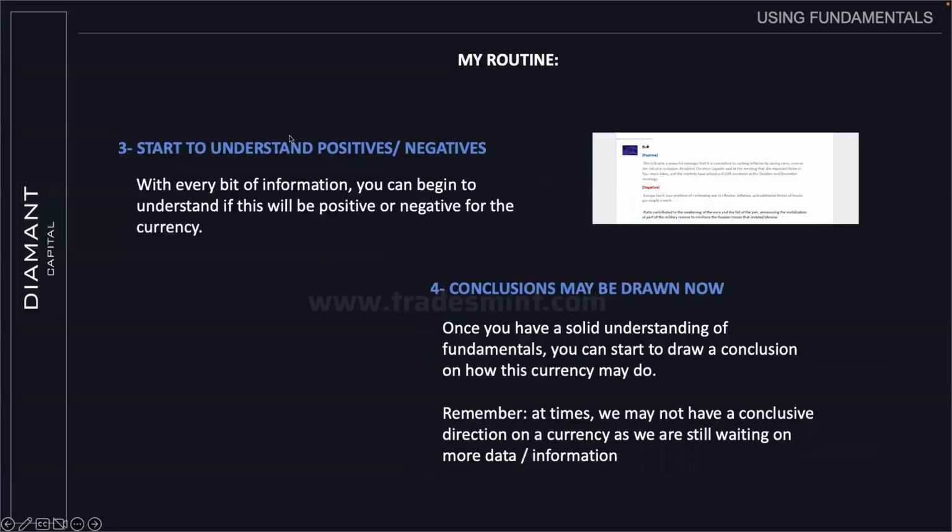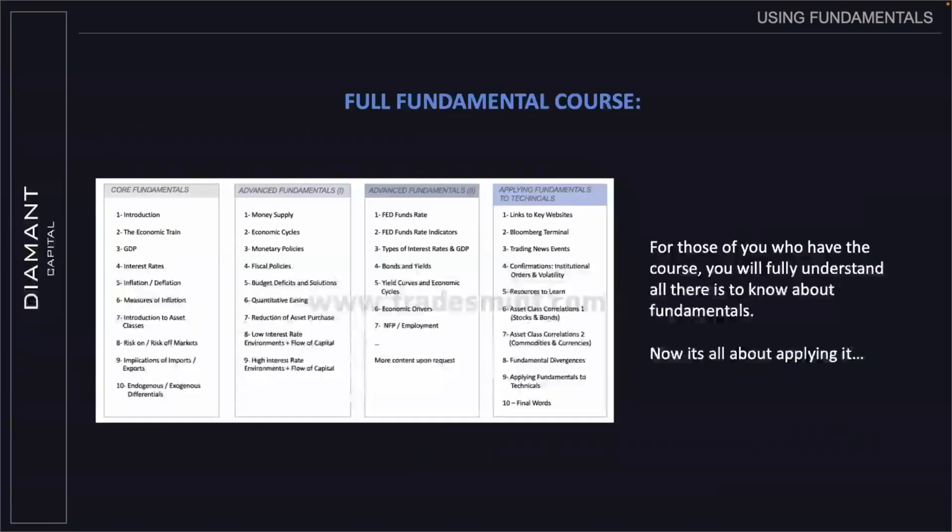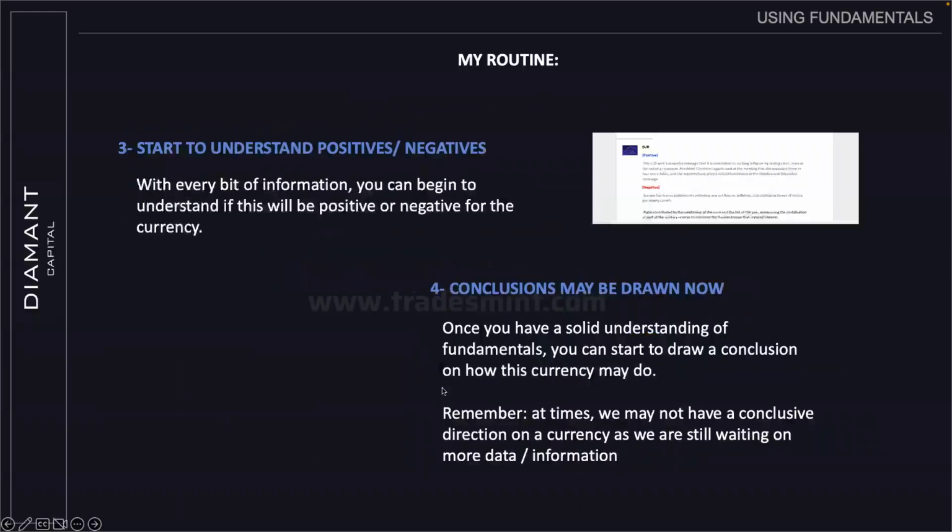Now, number 3, start to understand the positives and negatives. With every bit of information, you can begin to understand whether this will be positive or negative for that currency. This generally is going to be a skill that you pick up over time. It really is about, first of all, learning the fundamental course. Then when you've got that and you're reading these articles, you really do have to analyze and evaluate what's important, what's positive, what's negative for the currency. This is not going to be a quick thing. It's going to happen over time, but you will get there. Trust me, with more and more research, you'll understand the effects that keep repeating, that keep happening.